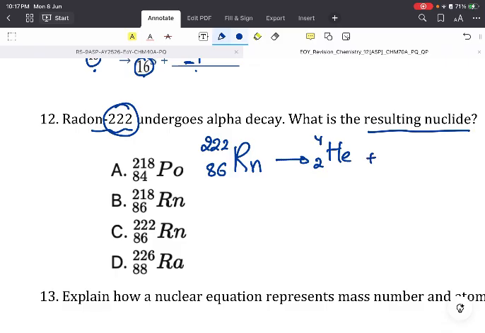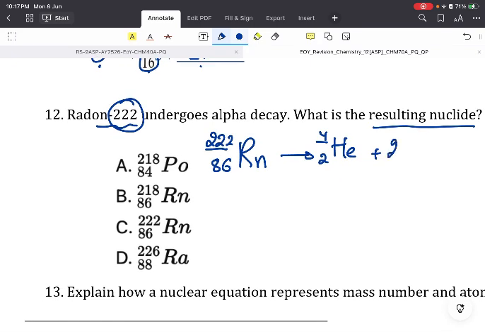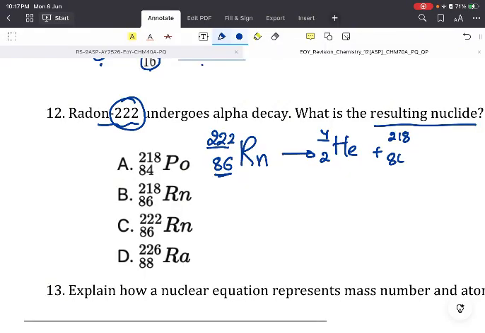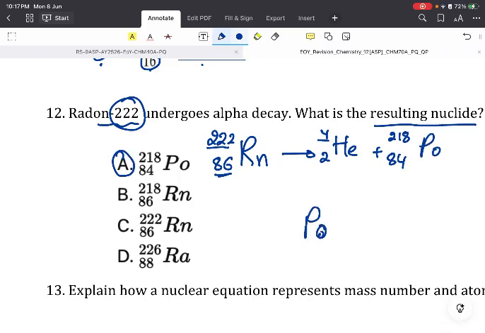So what's the mass number remaining? 222, and here there is 4, so it's gonna be 218, because 218 plus 4 is 222. And since I have here 86, then here definitely it's gonna be 84. Now looking at the options, that's the correct answer. And if you check in the periodic table, you're gonna find polonium with 84 atomic number.